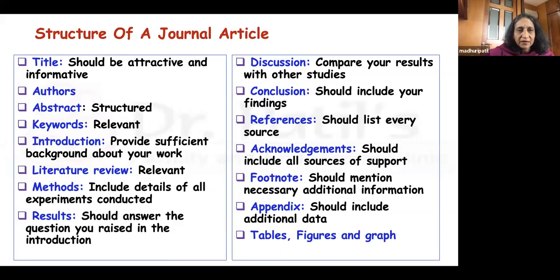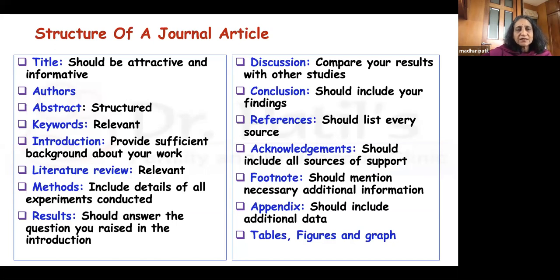So how is the structure of an article? So you should have a title which should be attractive and informative. You have to give the information about the authors. The abstract has to be structured. You have to give relevant keywords. Introduction should provide sufficient background about your work. The literature review, whatever is relevant, should be written. Then the methods should include details of all the experiments that have been conducted.